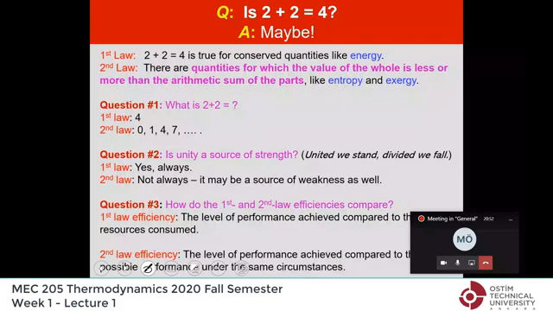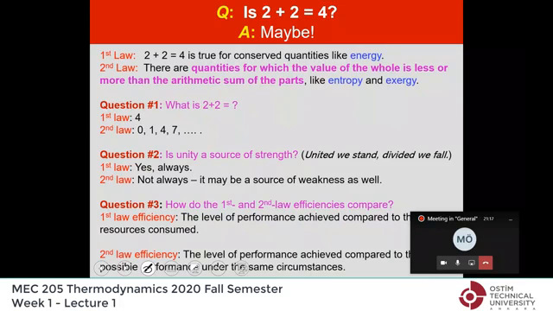Okay, here is another question. It is a very difficult question. What is 2 plus 2? Of course, you are laughing. Everyone knows that, right? It is 4. Now, the first law will say yes, 2 plus 2 is 4. But this is true for conserved quantities like mass and energy.